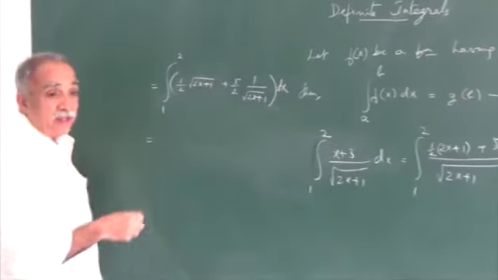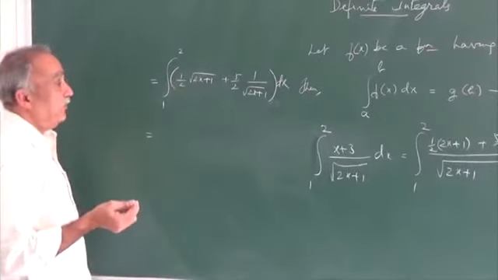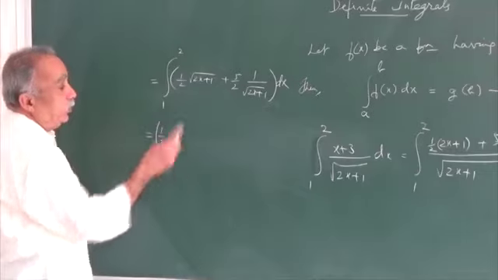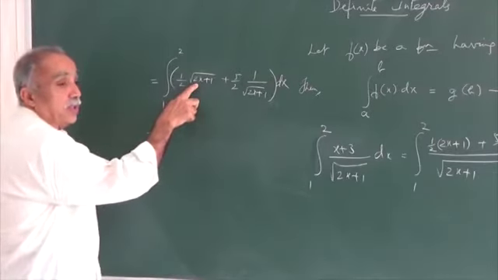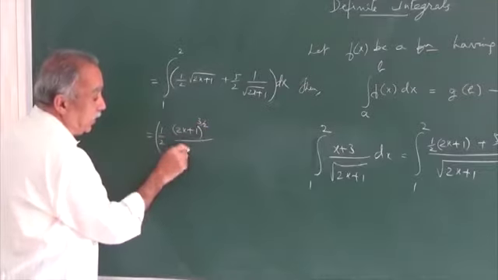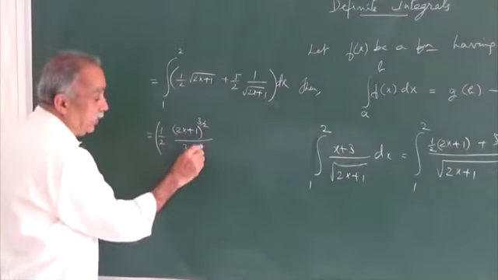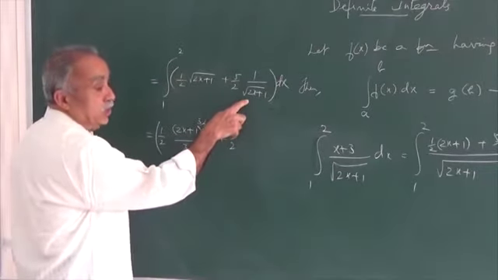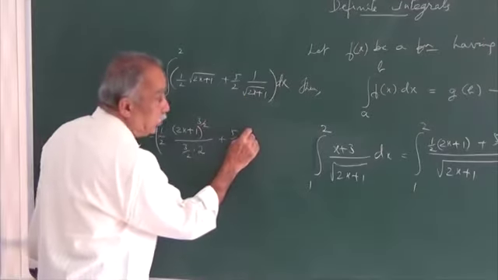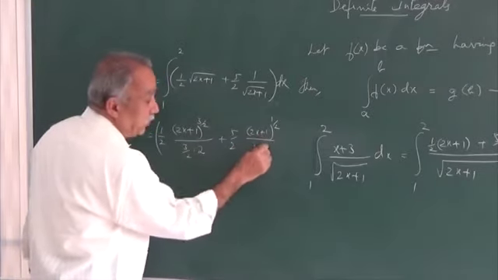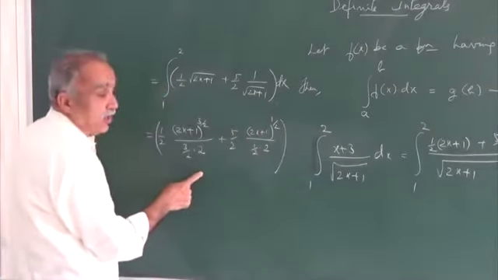Carrying out our usual process of indefinite integration, I get one of the antiderivatives as half into, for this function which is of the form u to the power half, where u equals 2x plus 1, the integral is u to the power 3 by 2 divided by 3 by 2 into the x coefficient in u, 2, plus 5 by 2 into, for this function which is u to the power minus half, the integral is u to the power half divided by half into, as before, x coefficient 2. I get this as one of the antiderivatives.